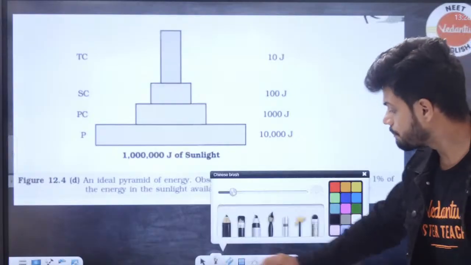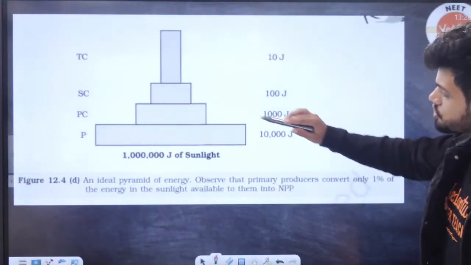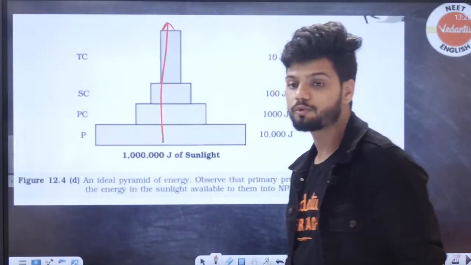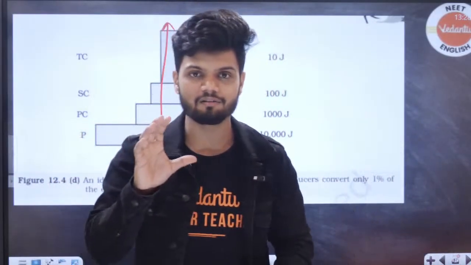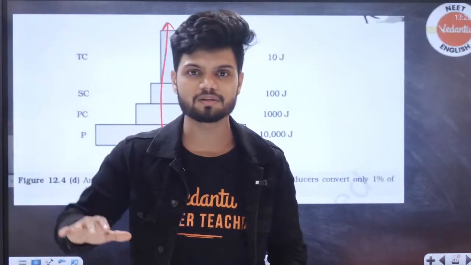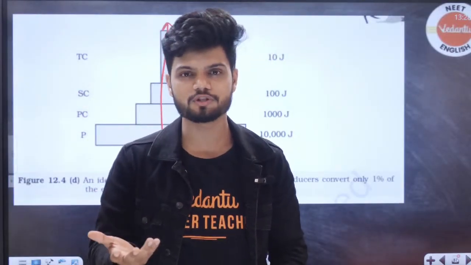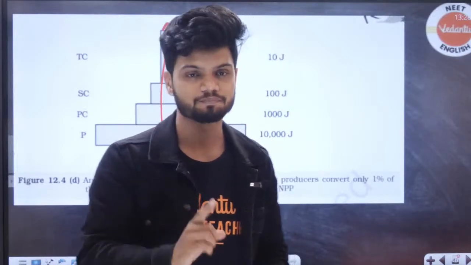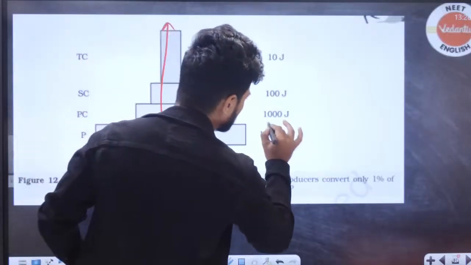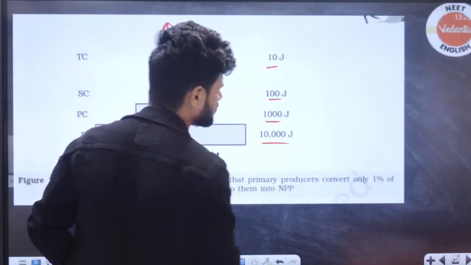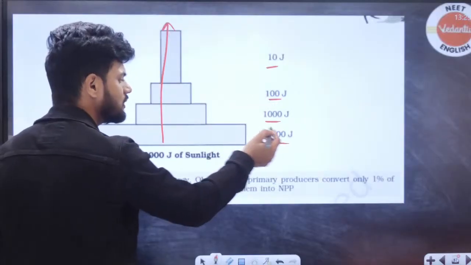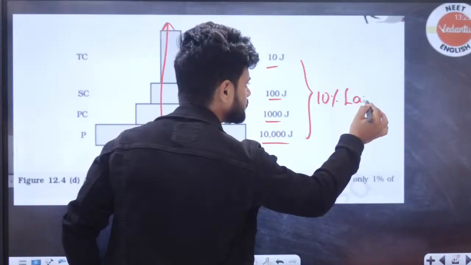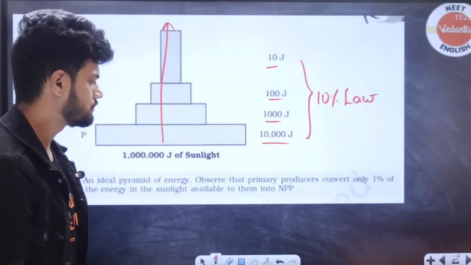Now, what about the pyramid of energy? The pyramid of energy is always and always upright. There is no exception here. You cannot take the energy and give it back to the sun. Not possible. The pyramid of energy is always upright and unidirectional. Okay, can you see here? 10,000, 1,000, 100, 10. Can anyone tell me what exactly this is? This right here is your 10% law.